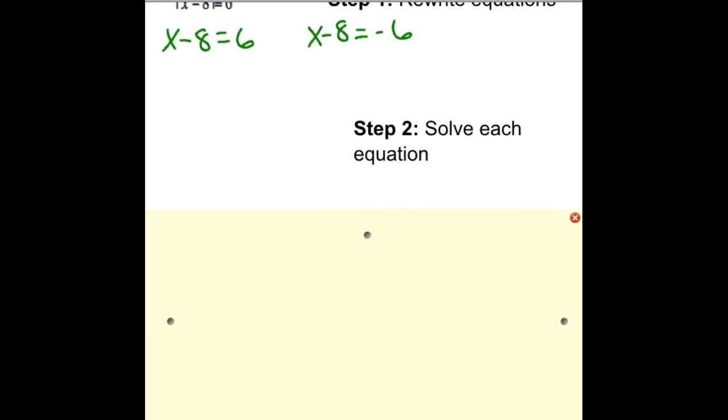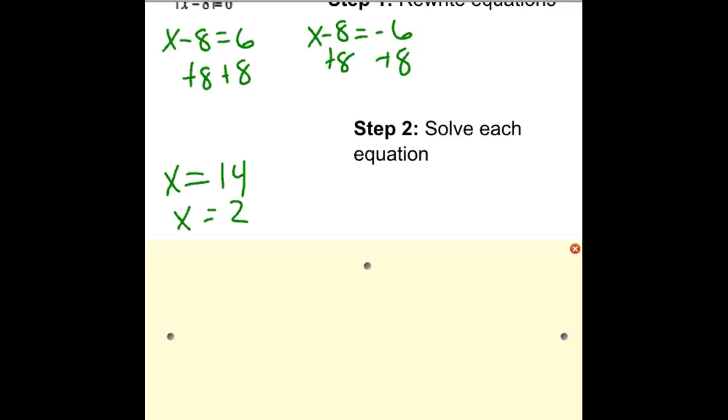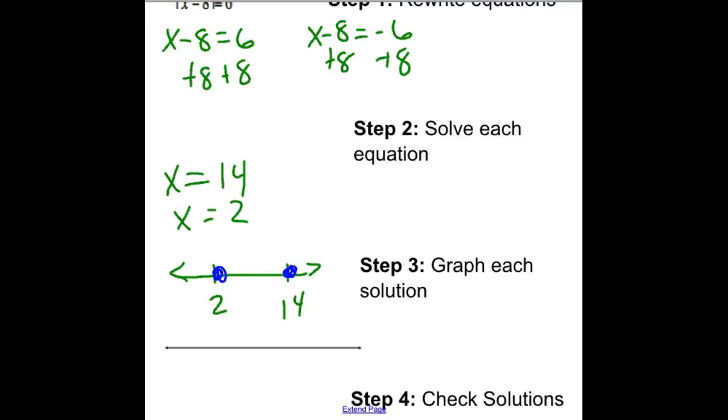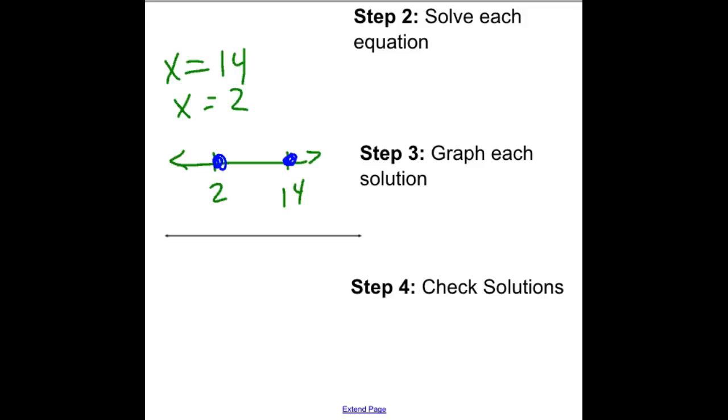Step 2 is then to solve each equation. We add 8, we add 8, we get x equals 14. We add 8, we add 8, and we get x equals 2. Our third step is to graph each solution. So when we graph that, we create a number line. You can really just graph those 2 points. Here's 2, and here's 14. They are just points. And then step 4, oh, there's your number line, is to check your solutions.